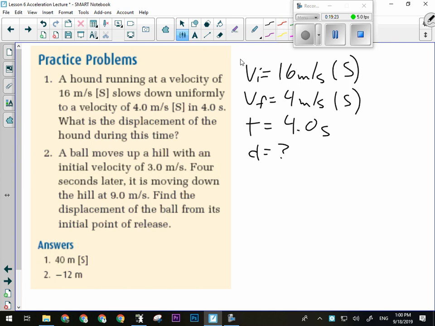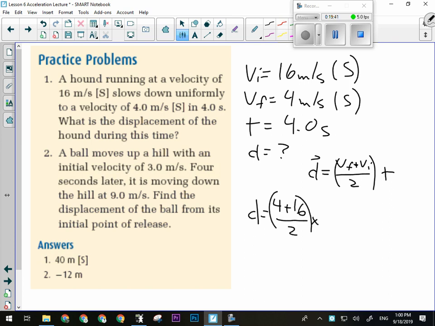So again, I don't need to manipulate the formula for this question. It's already set up to find the displacement, so all I have to do is plug in my numbers. D will equal (4 plus 16) divided by 2 times 4 seconds. So 4 plus 16 is 20, divided by 2 is 10, times 4, 40 meters south would be the hound's displacement during that time.